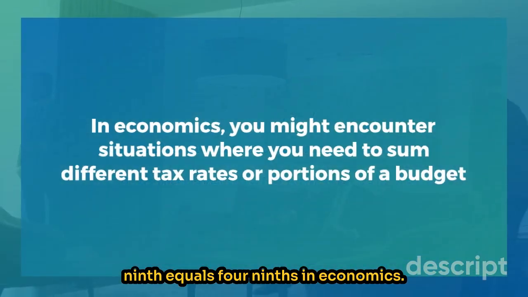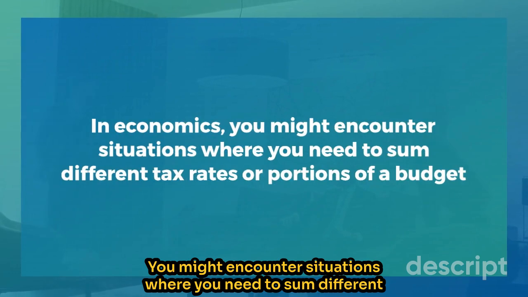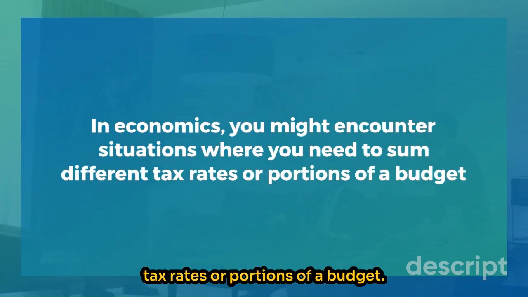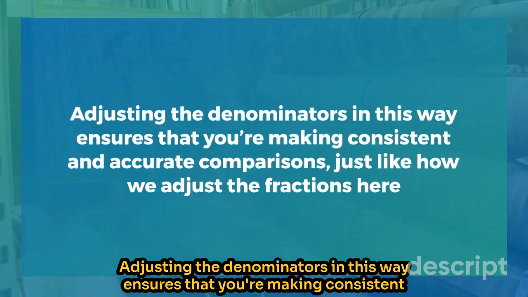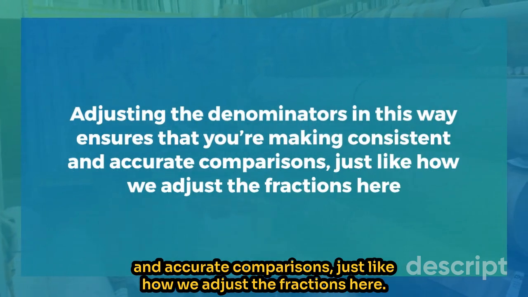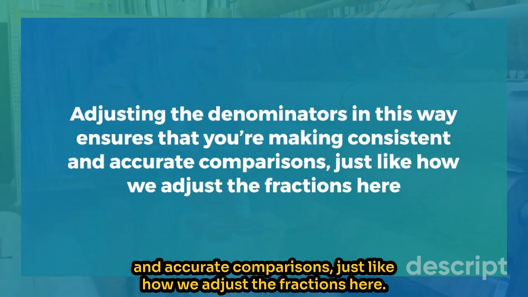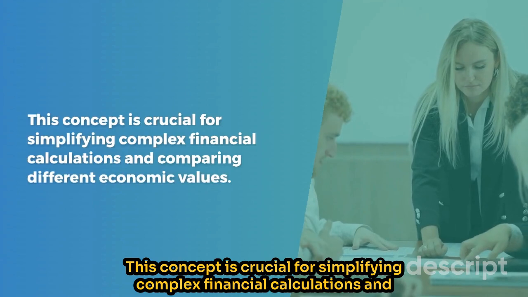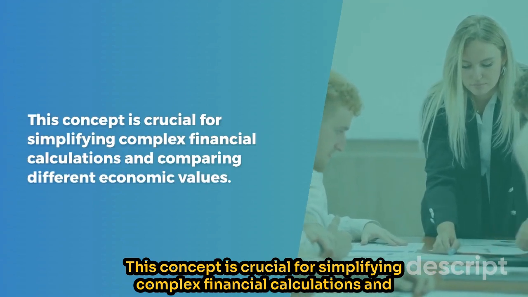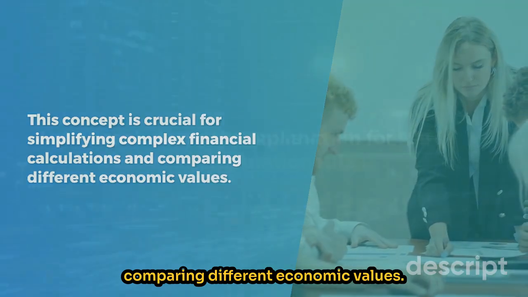In economics, you might encounter situations where you need to sum different tax rates or portions of a budget. Adjusting the denominators in this way ensures that you're making consistent and accurate comparisons, just like how we adjust the fractions here. This concept is crucial for simplifying complex financial calculations and comparing different economic values.